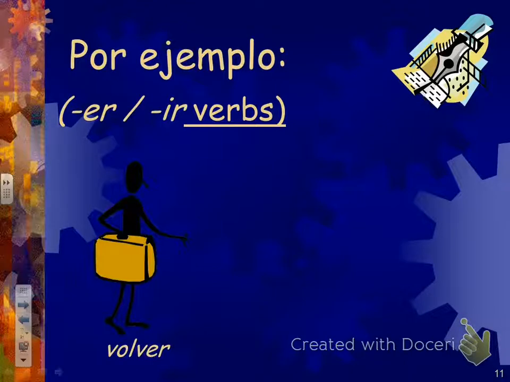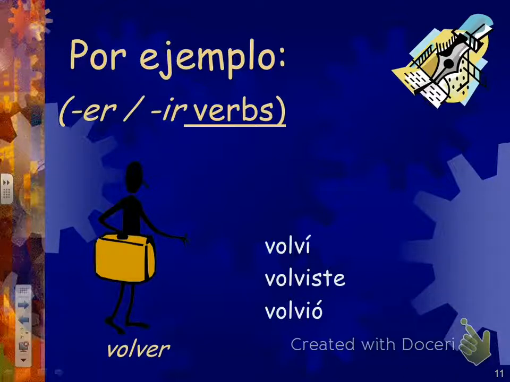Okay, let's do another one. Volver. Now, in present tense, this is a stem changing verb. But in preterite tense, it is not. Okay? So, I returned. Verb is volver. Rachel. Volví. You returned, Cameron. Volviste. He returned. Noah. Volvió. We returned, Garrett. Volvimos. It's an ER verb. And they returned. Jimmy. Volvieron. Good.